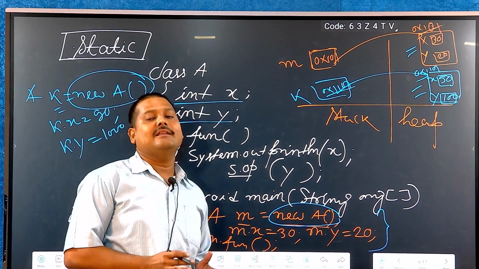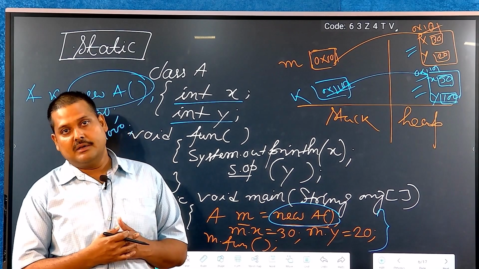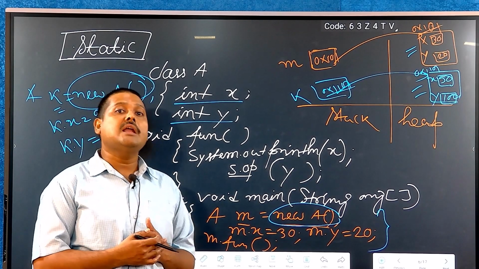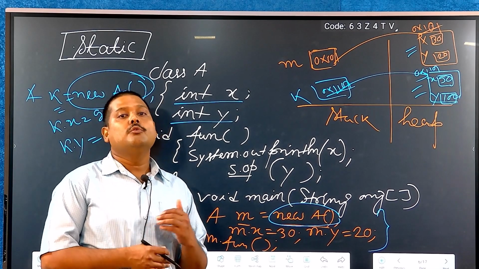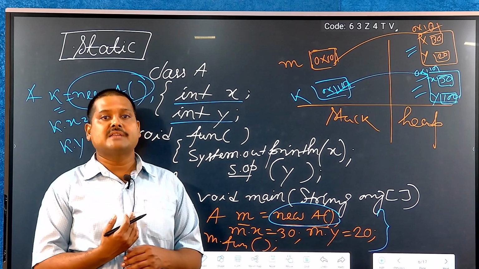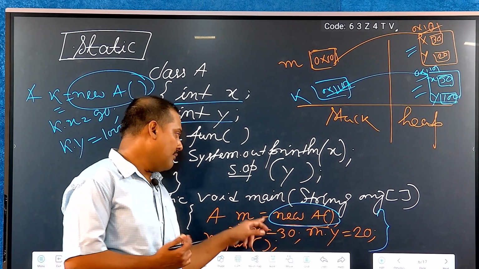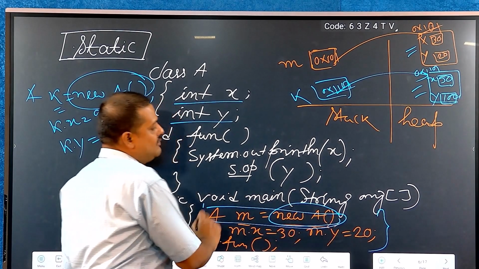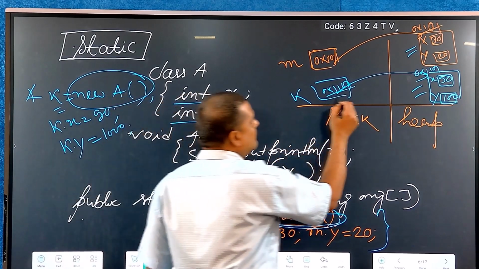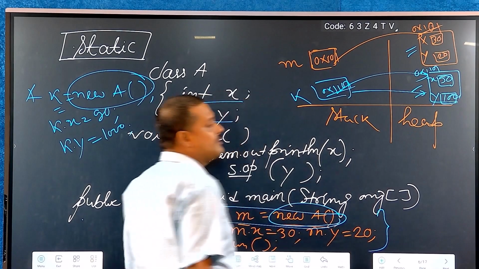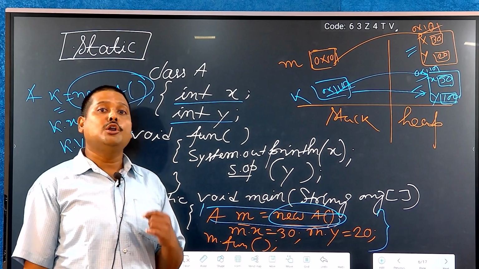So, if I declare a variable as static, then what will happen? That variable or that member can be accessed without creating an object reference variable, or without instantiation. Without any instance, we can directly access that variable. And while we have multiple copies of x and y in memory, if a member is declared as static, then that member has only one copy in memory.